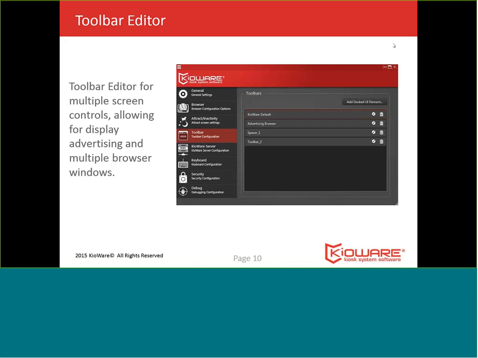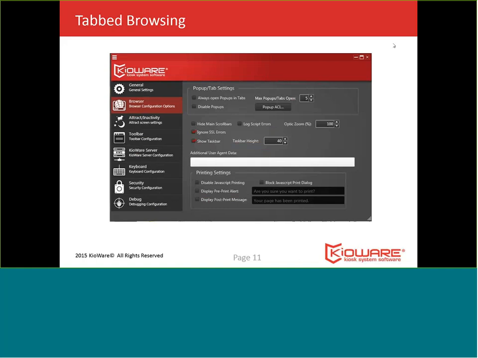The new product brings tabs to the table. Tabbed browsing didn't exist in KioWare Classic. In the new product, there are configuration settings to allow you to control if you want the window to open as a tab or a pop-up. In its default configuration, KioWare behaves in the exact same way as Chrome. So if it would open as a tab under Chrome, it'll open as a tab under KioWare, pop-up, same thing.